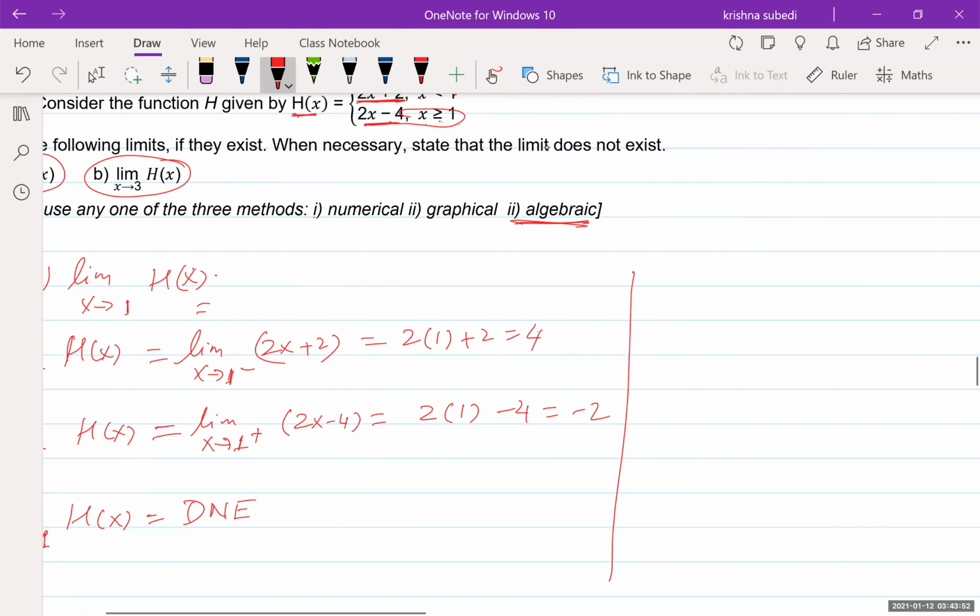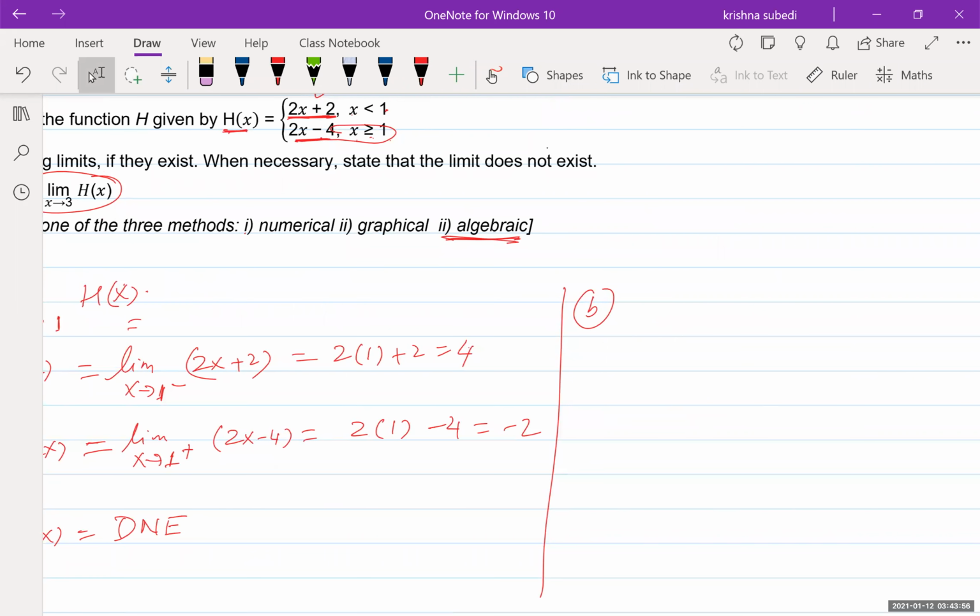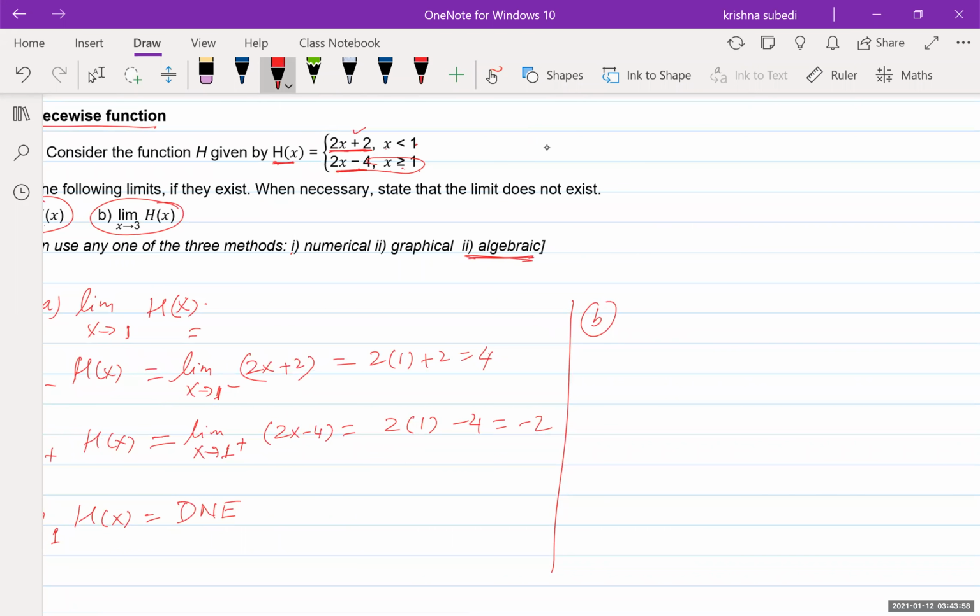And let's try part B as well. I want you to try part B. That is the last question for today, okay? So the question is limit x tends to 3 of h of x. Find this. Now, like I said earlier, you consider the left-hand limit and find the right-hand limit and see what you get.